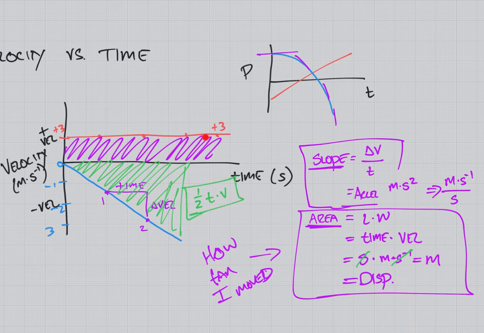So if we have a rectangular shape, we can just use length times width. If we have this shape here, we can use 1/2 times base times height. Both of those are going to give me my displacement. Notice this one up here would be a positive displacement. This one here would be a negative displacement. And that makes sense because look, I went in the negative direction, so I should have a negative displacement.